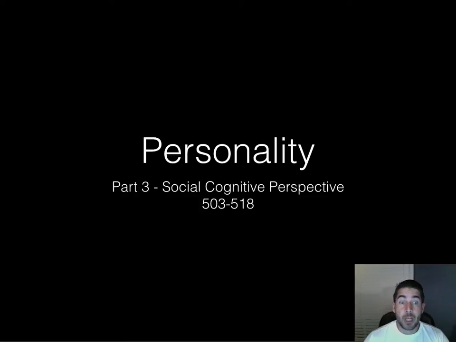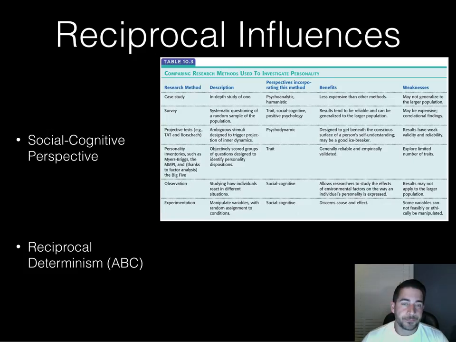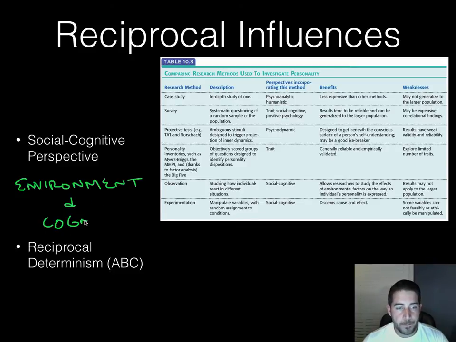There we go. Part 3, personality, social cognitive perspective. In the social cognitive perspective, we're looking at how a person interacts between the environment and their cognition, basically. Cognition is your way of thinking. So, social is your environment, that's what's around you. Cognitive is your cognition, what you're thinking.